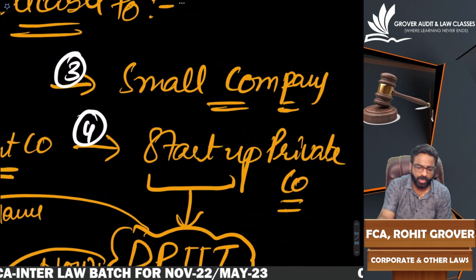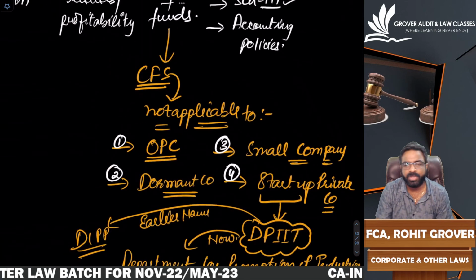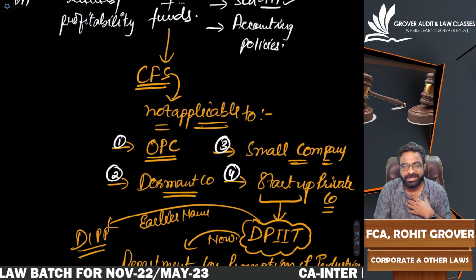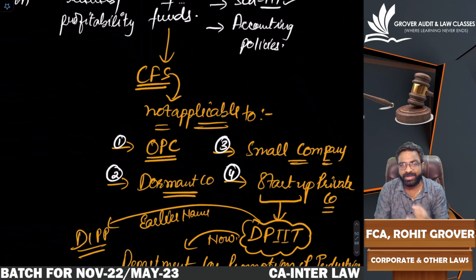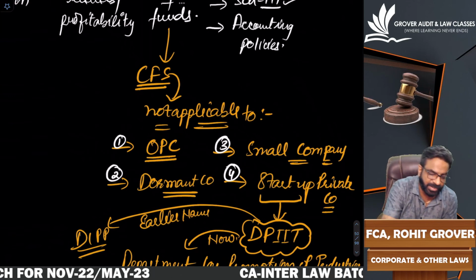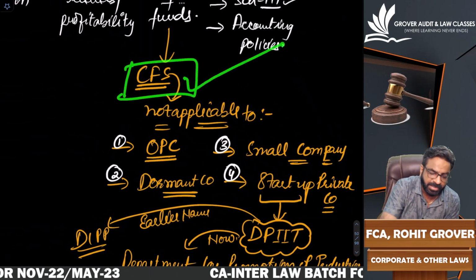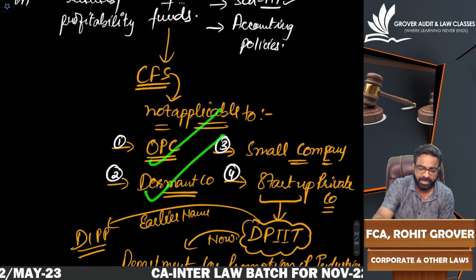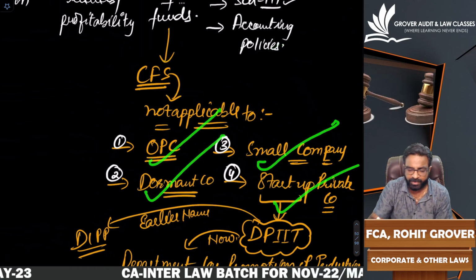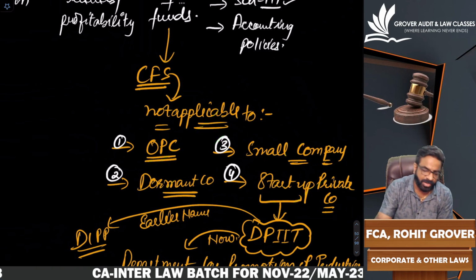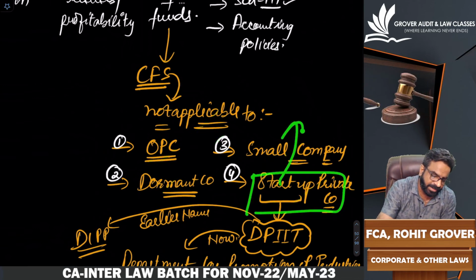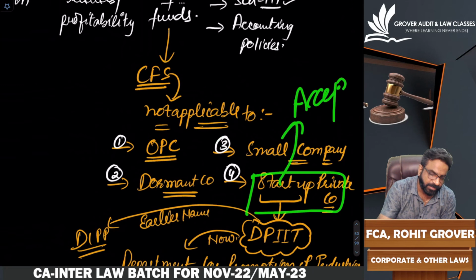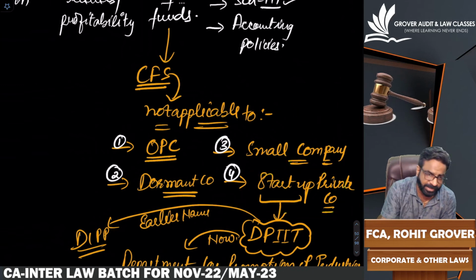So if you are a dormant company, OPC, small company or startup private company, section number 129 says that what is not applicable? Cash flow statement. The cash flow statement is not applicable to the OPC, to the dormant company, to the small company, and to the startup. And do you all remember the startup company? We have already done that in the acceptance of deposit chapter, when I told you the Narendra Modi point, am I correct?